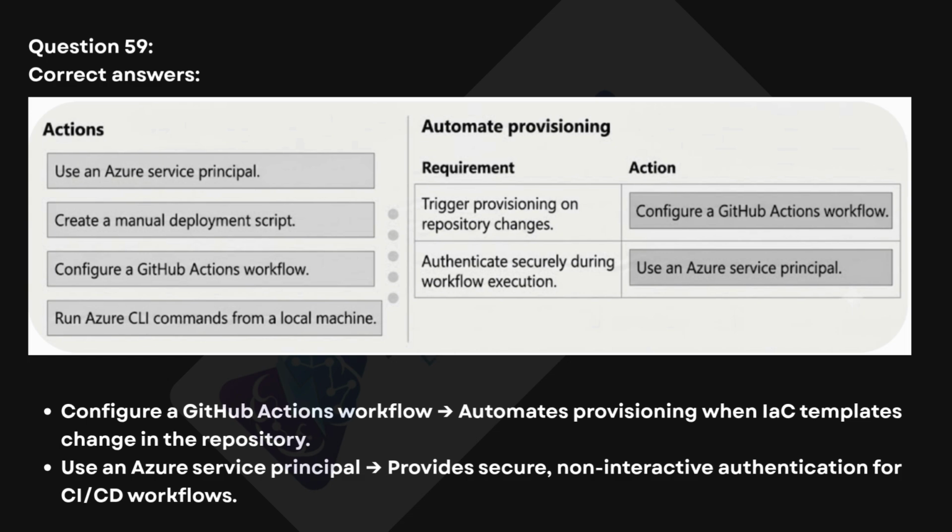Correct answers are: configure a GitHub Actions workflow, which automates provisioning when IaC templates change in the repository; and use an Azure Service Principal, which provides secure, non-interactive authentication for CI/CD workflows.